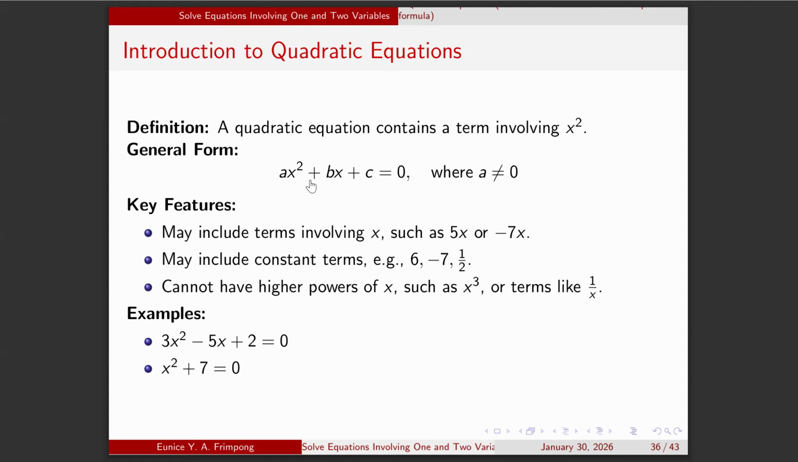Okay. So for example, 3x squared minus 5x plus 2 is equal to 0 is an example of a quadratic equation because there is a term whose variable has an exponent of 2. Again, x squared plus 7 is equal to 0. It's a quadratic equation because there is a term whose exponent is equal to 2.